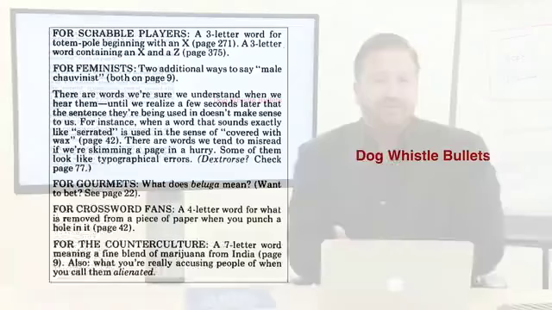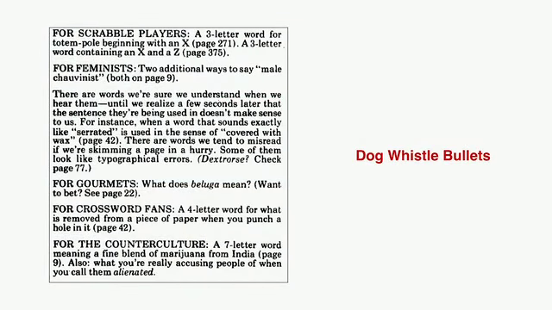Okay? So here's another one. These are called dog whistle bullets. These are bullet points that call right out to the reader, right? Right out to your perfect prospect. So for Scrabble players, a 3-letter word for totem pole, beginning with an X. Page 271, a 3-letter word containing an X and a Z. Page 375, well, what the hell is that, right? What could that actually be? Who knows? I guess it'd have to have a vowel in the middle, I suppose. Okay, so for Scrabble players. So if I had this for personal development coaches, right? Yada, yada, yada, see page 375. Okay, here's another one.